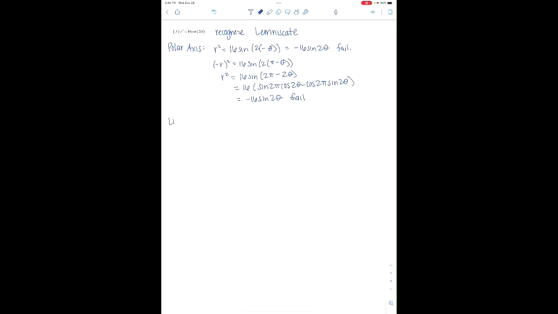Let's check our line, theta equals pi over 2. We'll have r squared equals 16 sine 2 times pi minus theta. This will give us something we've already checked.